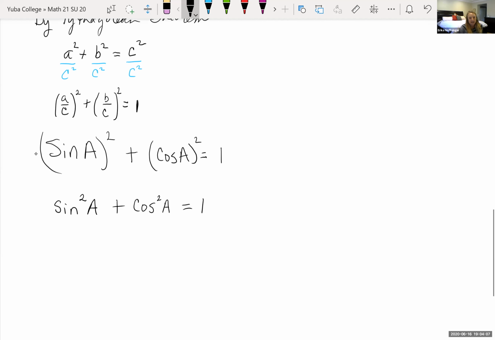So here's an identity that we are going to use over and over and over again in this class, and it's going to be so helpful for you when you get into calculus to be able to identify this. So this is called a Pythagorean identity. Let me just make sure what they call it. Yeah. So this is the Pythagorean identity.